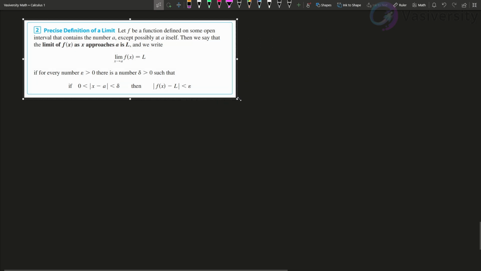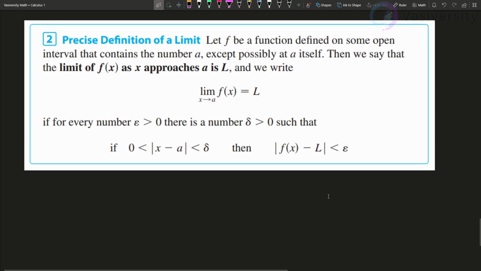Let f be a function defined in some open interval that contains the number a, except possibly at a itself. Then we say that the limit of f of x as x approaches a is L, and we write it like this, if for every number epsilon greater than 0, there is a number delta greater than 0, such that if 0 is less than the absolute value of x minus a, which is less than delta, then the absolute value of f of x minus L is less than epsilon.